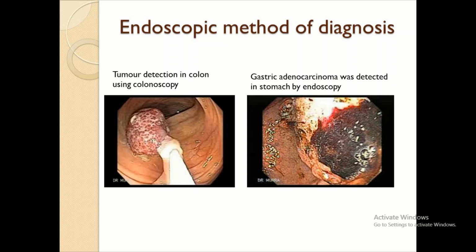Here I gave two images. One is the tumor detected in the colon using colonoscopy, and in the right side image the gastric adenocarcinoma was detected by the endoscopic method. This is how the tumor will look.